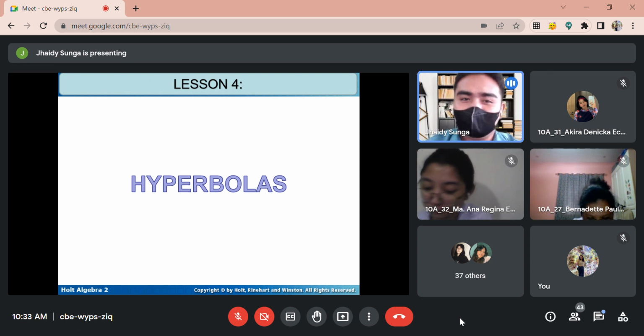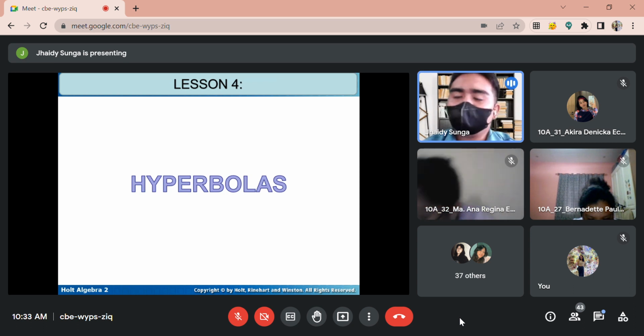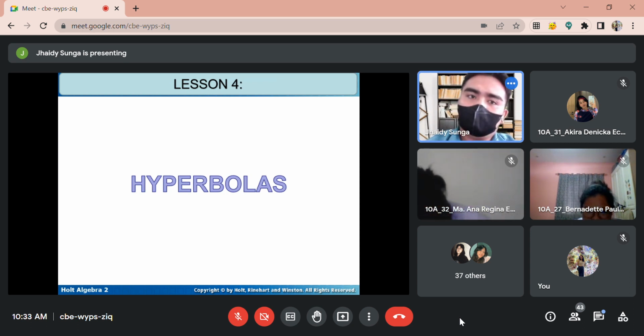Ready? Hyperbola? Okay. So if you will notice in circle, so that you will have a guide, what are the things that you need in circle? Let's put C for circle, E for ellipse, P for parabola, and H for hyperbola. Okay? So in circle, you only need center and radius, correct?